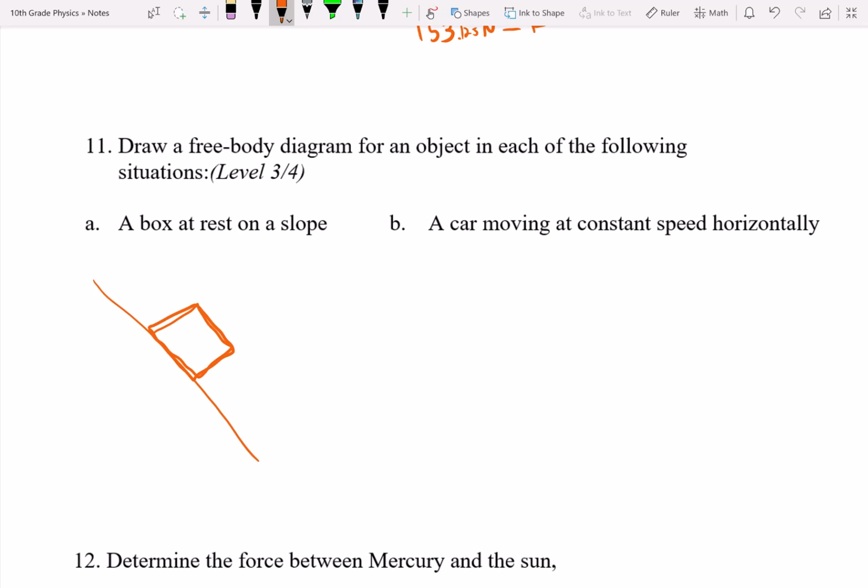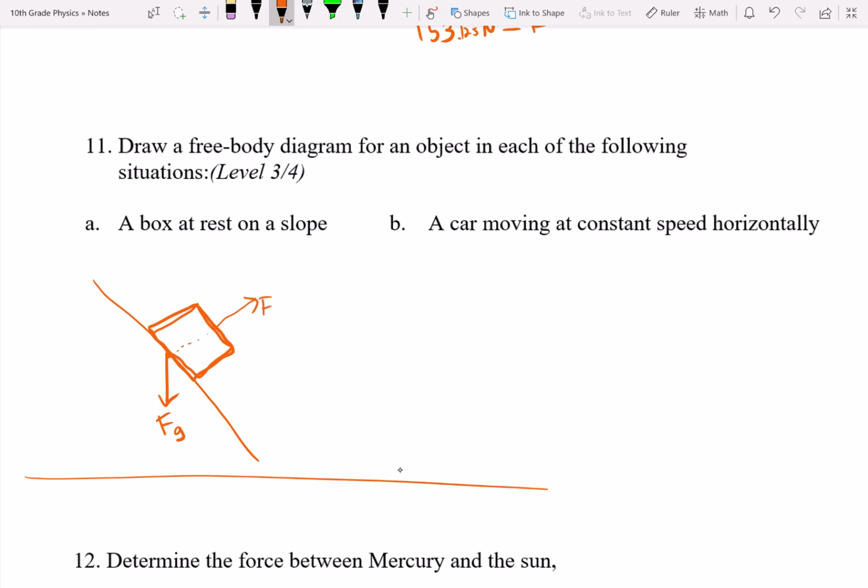So the forces acting on this are gravity. Gravity pulls this object straight down towards the earth, right? So the earth is down here. This is the force of gravity, right? Also, this box is not going to sink into our surface because there is a normal force. The normal force always pushes perpendicular to the surface, right?